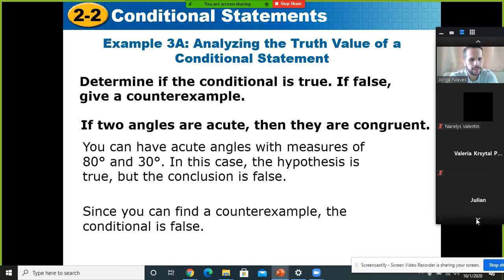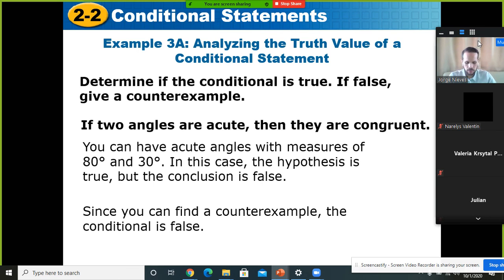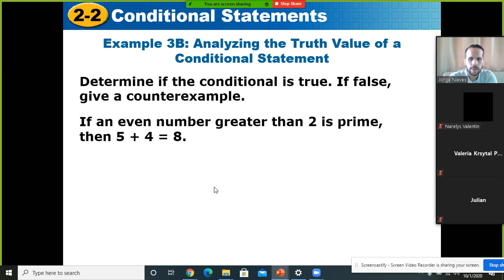Vimos, no es difícil, mi gente, tiene que analizar, ¿verdad? Esta parte de geometría es mucho análisis, ¿verdad? Este capítulo 2 es análisis, que se llama Geometric Reasoning, ¿ok? Razonamiento geométrico. Ok, vamos a ver este ejemplo.